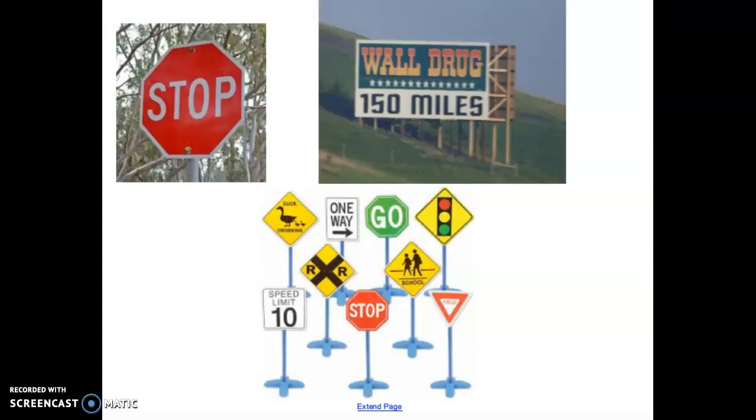So here are some signs that I collected. There's my stop sign: 1, 2, 3, 4, 5, 6, 7, 8 sides. Okay, here's a bunch of other ones. And here's also a big billboard, a large rectangle. So 4 sides there. You see there's the triangle with the yield sign. So a lot of different things that you can have. The number of sides is really important.